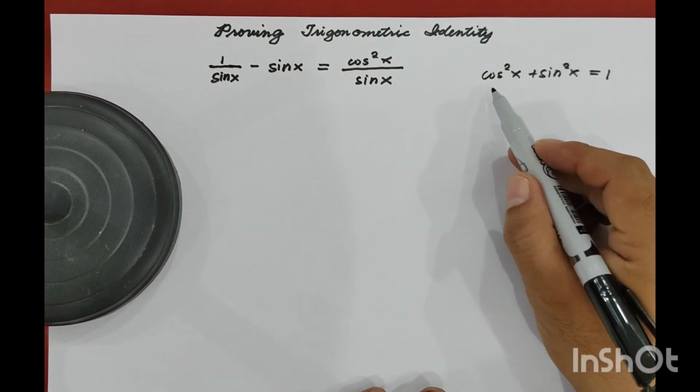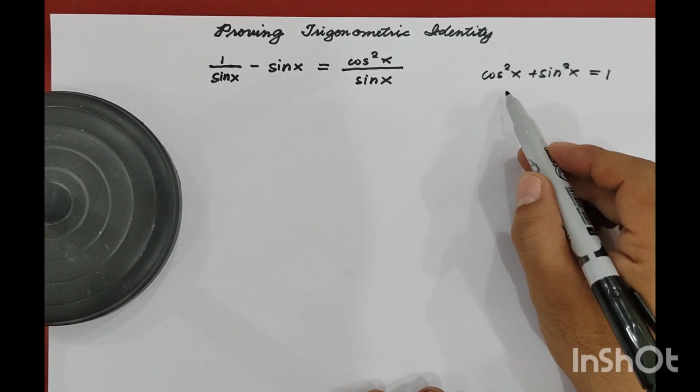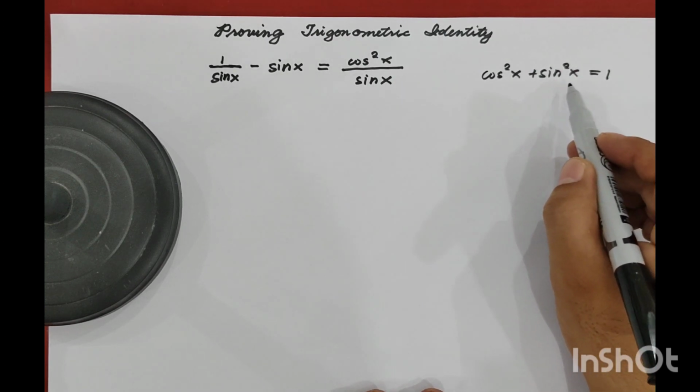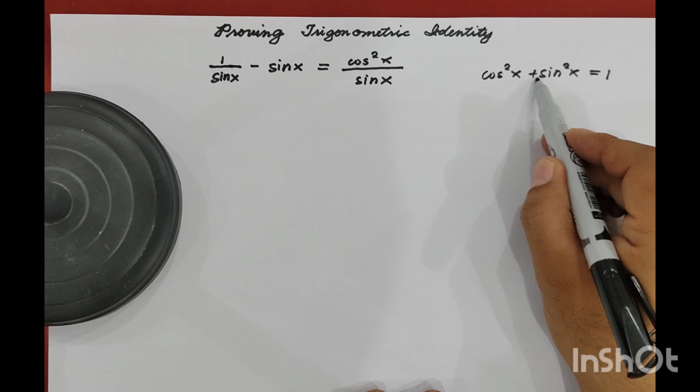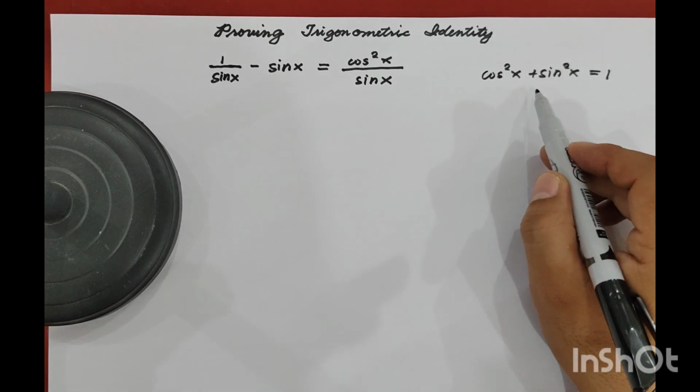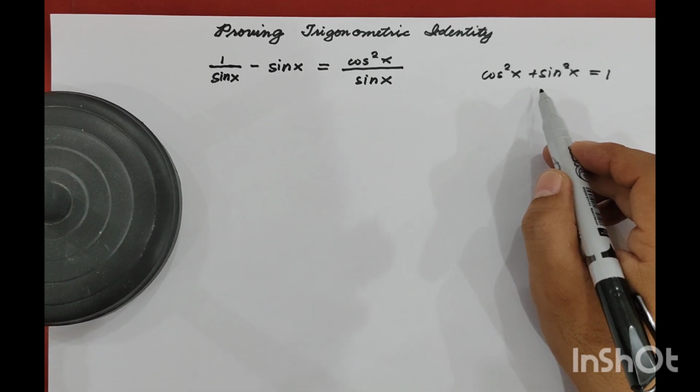So we have here an example of a trigonometric identity. This is the famous Pythagorean identity. We have cosine squared x plus sine squared x is equal to 1. So this is an example of trigonometric identity.